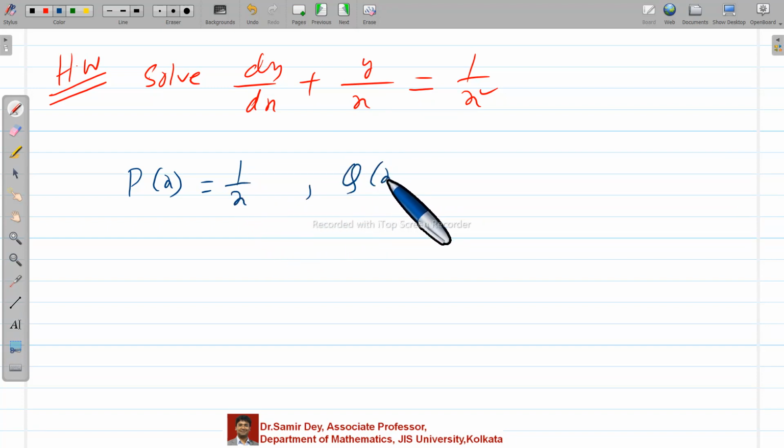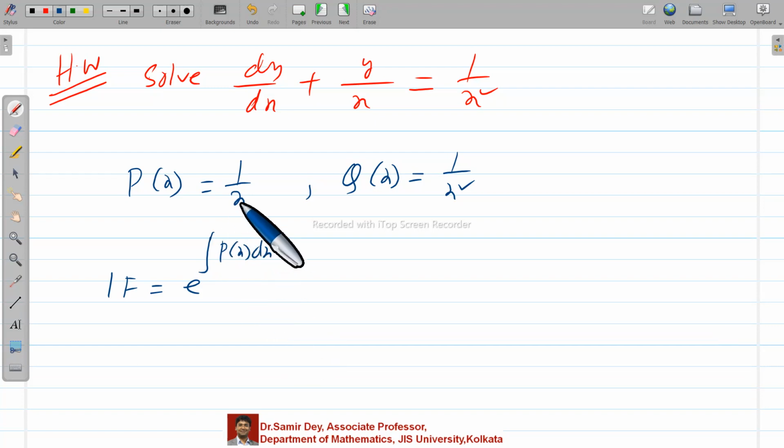What is your Qx? Yes, the right hand side. Very good. Now I think you can find your integrating factor. What is your formula? Yes, e to the power integral of Px dx. So I think you can solve it. This is your homework. After getting the solution, you can share it on my WhatsApp. I will check it, and if anything is wrong, definitely I'll rectify it and get back to you.